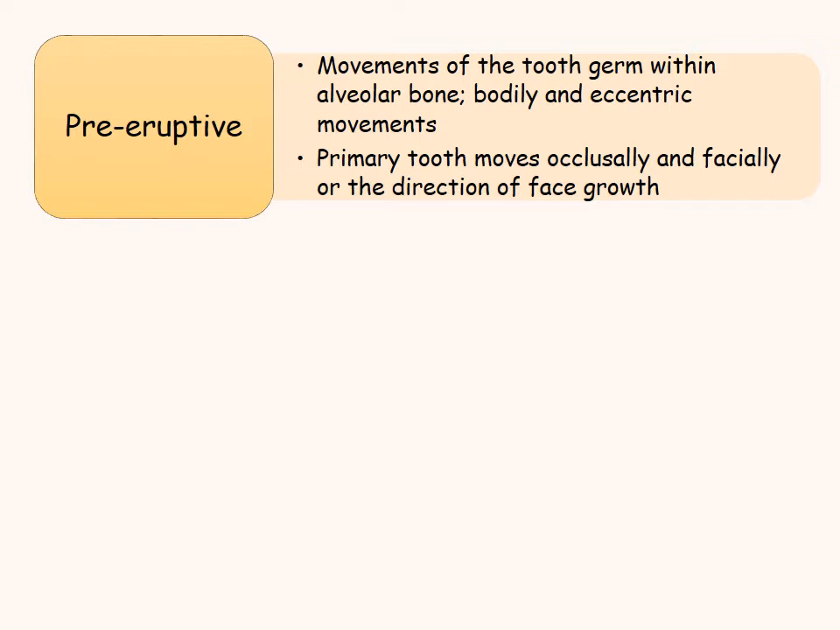Next we have the eccentric movement. Eccentric movement is the relative growth of one part of the tooth germ compared to the other parts. The primary tooth movements that occur are occlusally and facially, in the direction of the facial growth. As I have mentioned already, the tooth germ grows according to the growth of the jaws.